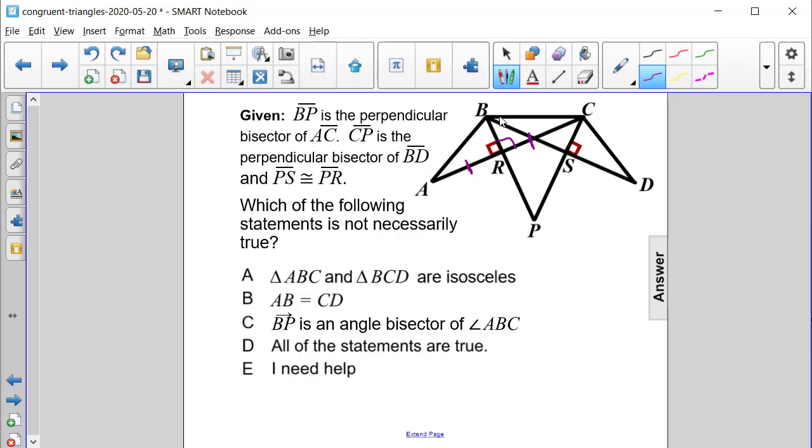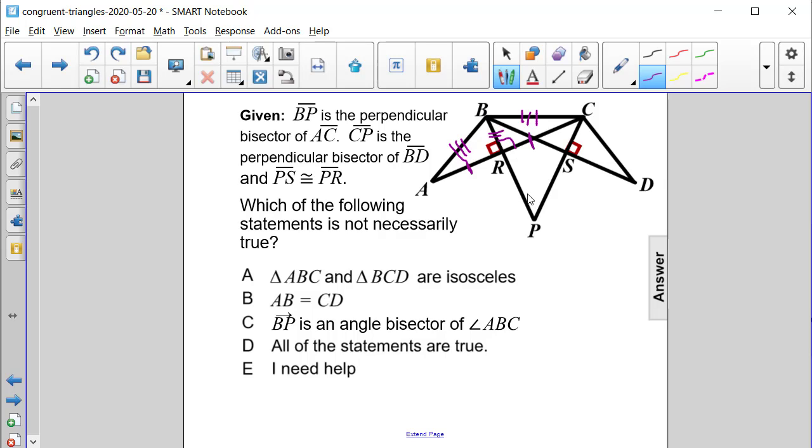We would also be able to prove, if I look at triangle ABR and triangle CBR, we would have a reflexive property with BR being congruent to itself. So then these two triangles, the smaller ones, triangle ABR and triangle CBR, would be congruent by side angle side. And by corresponding parts of congruent triangles are congruent, we can say that segment AB is congruent to segment BC.